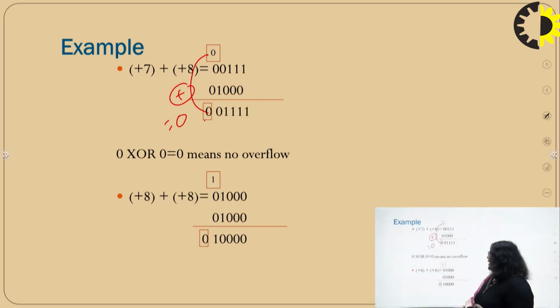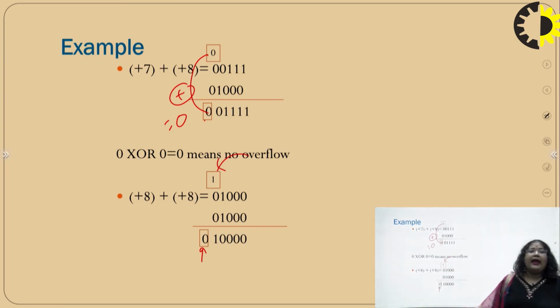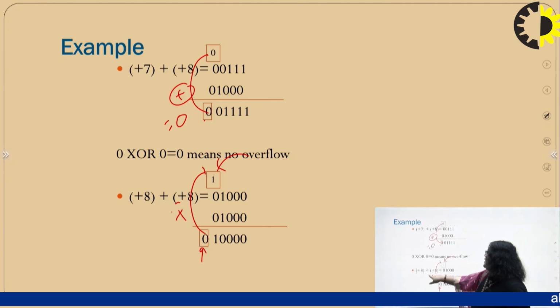But in the second example, if we take the carry in as 1 and carry out as 0, and we perform the addition, then we have to do the XOR of these carry in and carry out.